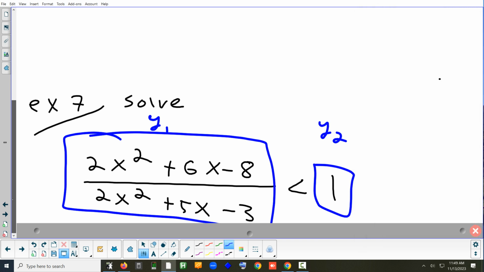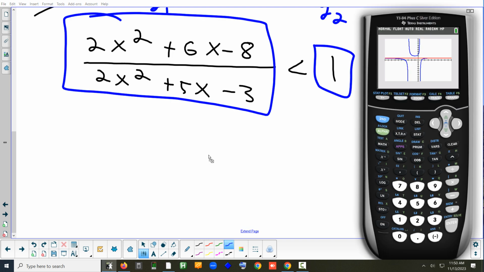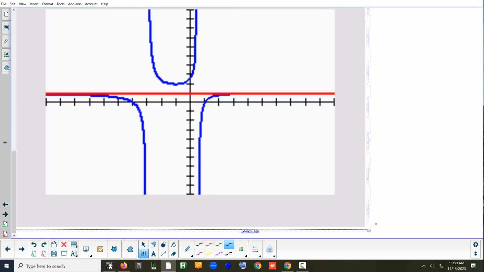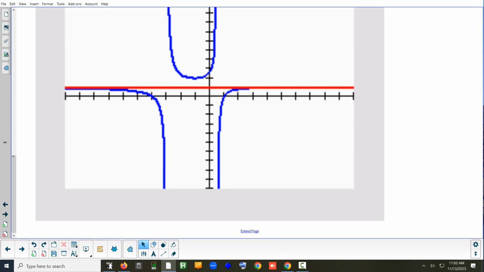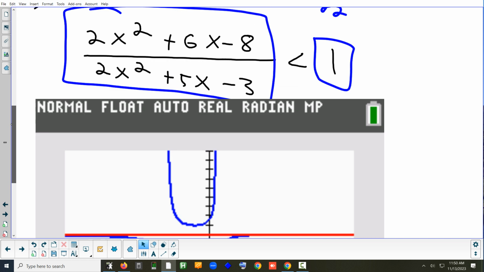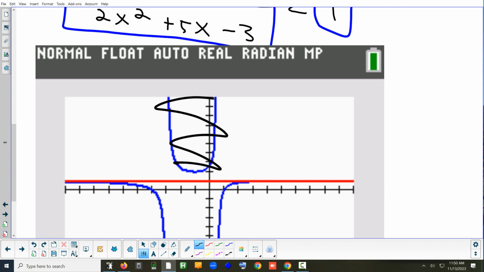Okay, let's look at that graph and see what's going on. Okay, so we're looking for where the graph is under the number 1. Okay. Well, let's start with the middle part. Is the middle part ever under the number 1? No. So we don't even need to look at that. What we need to look at is the left part and the right part.